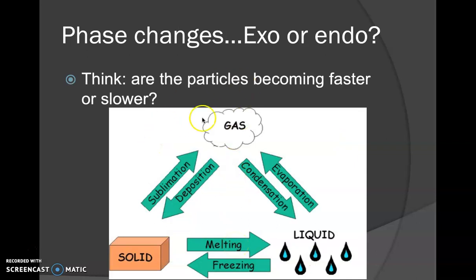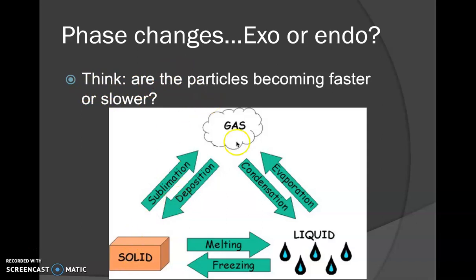Now, this is some new vocabulary you'll need to know. Okay, these phase changes. When we go from solid to liquid, you guys should know that one. That's melting. Liquid to solid is freezing. Liquid to gas is evaporation, and gas to liquid is condensation. The two you might not be as familiar with are these: solid to gas, which is sublimation, and gas to solid, which is deposition.